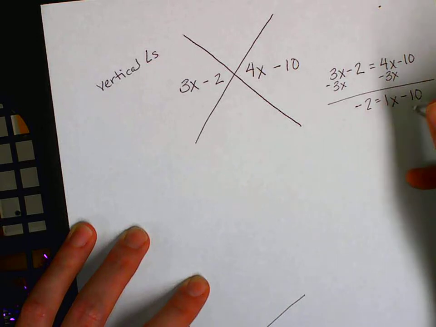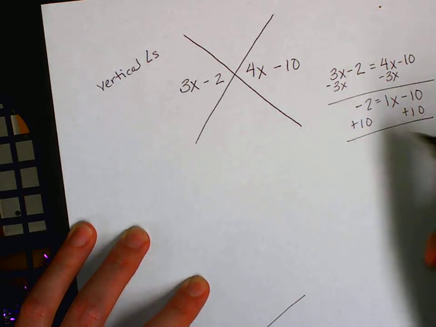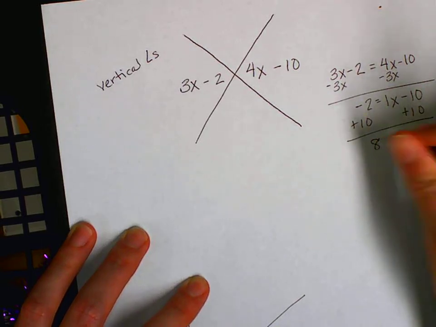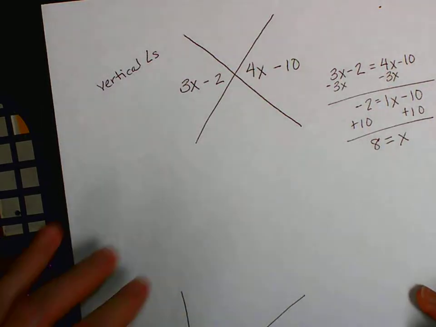And then from here, I need to get this over to the other side, so I'm going to add 10. And so negative 2 plus 10 is going to be positive 8, so 8 equals x. That's how I would solve that one.